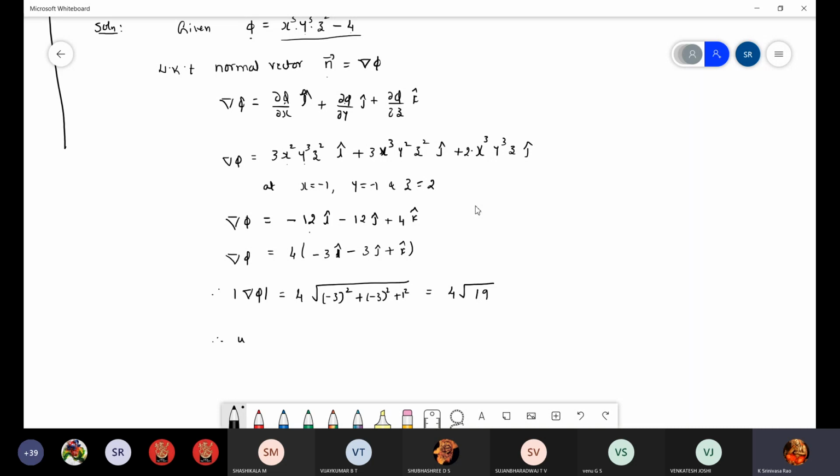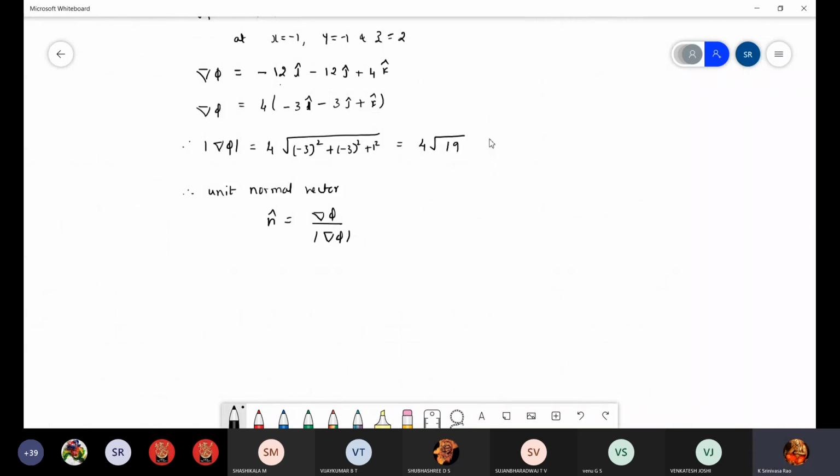Therefore, unit normal vector. Write this at the end. Unit normal vector n cap equals grad phi divided by its magnitude, and substitute that. That becomes grad phi, which is 4 times minus 3 i cap minus 3 j cap plus k cap, divided by the magnitude.